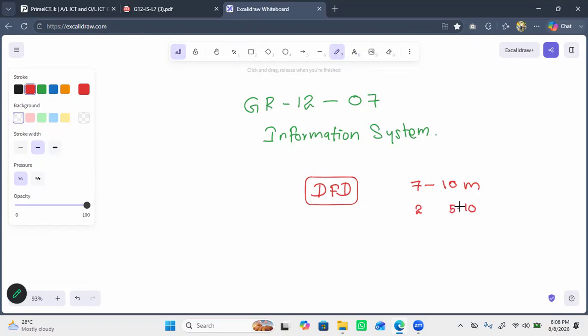So the maximum is around 10, but getting 7 is a little hard. If I say 5 to 7, it's more reasonable than 7 to 10. So you can easily score these marks. That's the most important thing. Okay, so let's learn what this DFD is.